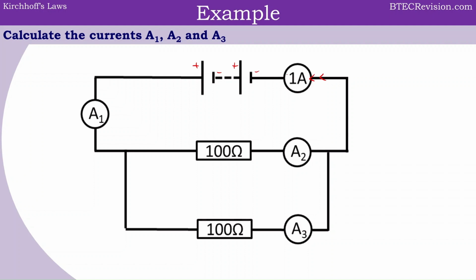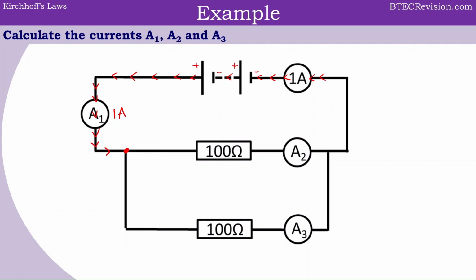We know that we have 1 amp of current going through the circuit, also through the battery, and it has to be traveling. According to Kirchhoff's first law, it is not going to lose any charge. You're not going to lose any charge and not going to gain any charge. So going through this ammeter, we should have 1 amp. Right. And then we reach this junction over here.